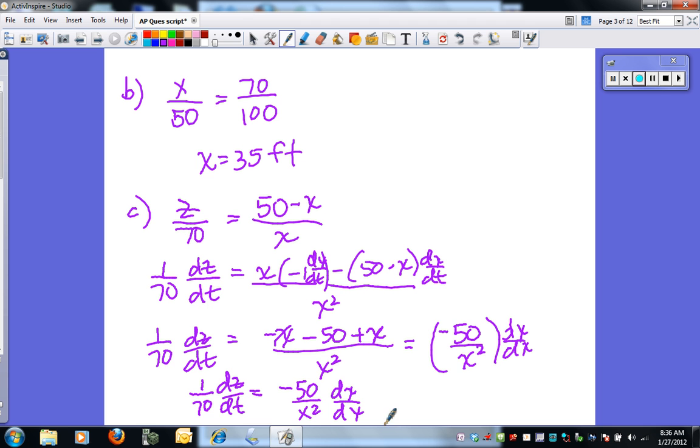And if you solve this correctly and find all the right things, you end up getting dz/dt as equal to 35 over 8 feet per second. That is your solution for part C. And that's after you just substitute and solve.